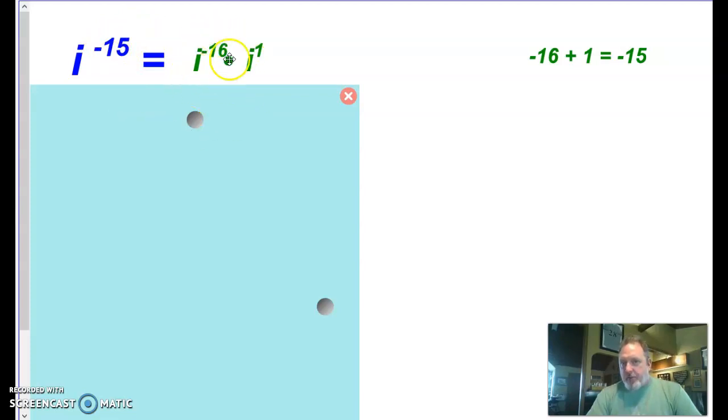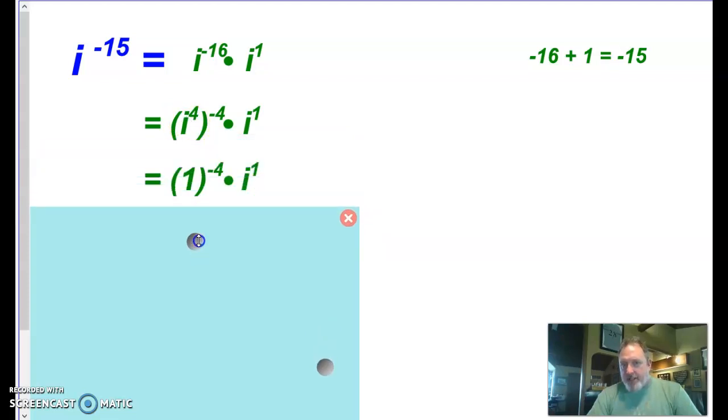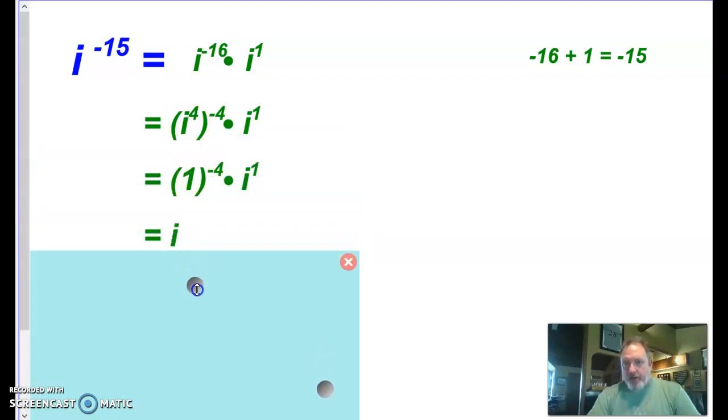Again, I want to use a multiple of 4. Why do I want to do that? Well, i to this negative 16th is really i to the 4th to the negative 4th. i to the 4th is 1. 1 to any power is 1. And so 1 times i will be just i.